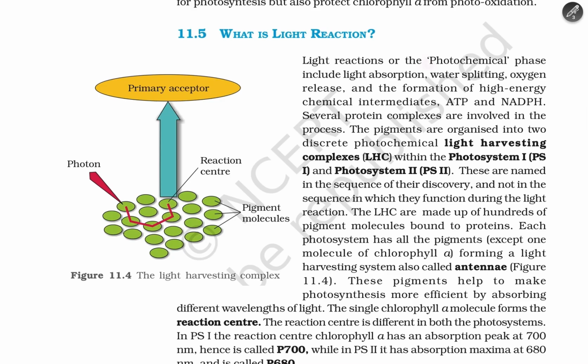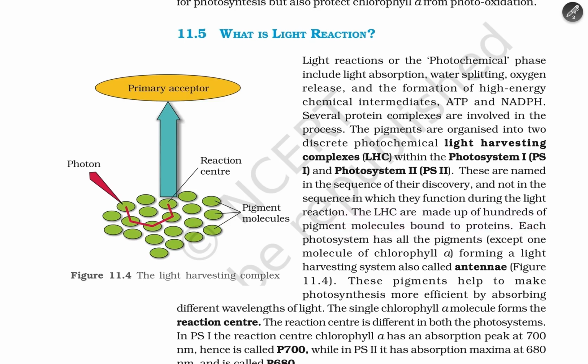What is the light reaction? The light reaction or photochemical phase includes light absorption, water splitting, oxygen release, and the formation of high-energy chemical intermediates, ATP and NADPH. Several protein complexes are involved in the process. Pigments are organized into two discrete photochemical light harvesting complexes within photosystem I (PS I) and photosystem II (PS II). These are named in the sequence of their discovery, not in the sequence in which they function during the light reactions. The LHCs are made up of hundreds of pigment molecules bound to proteins.